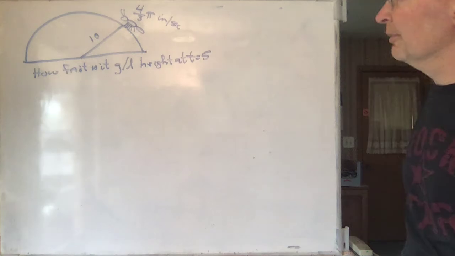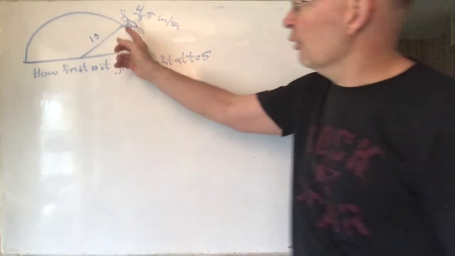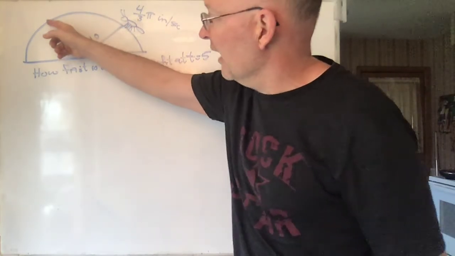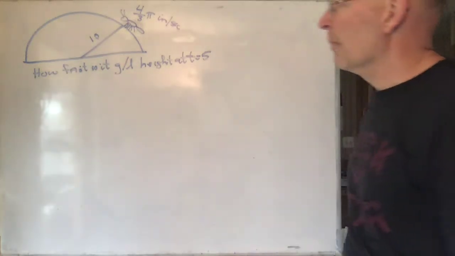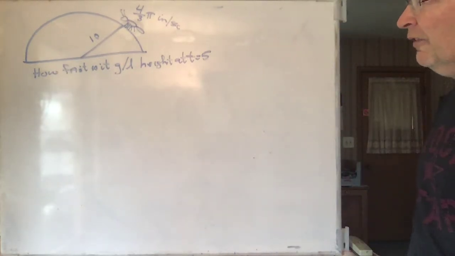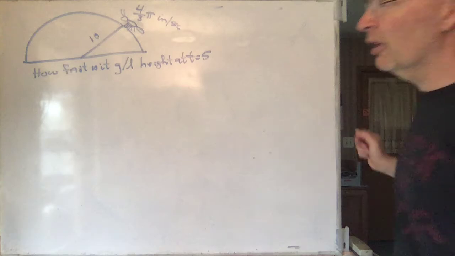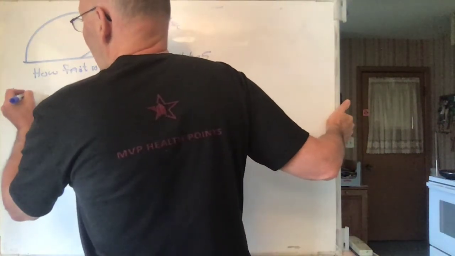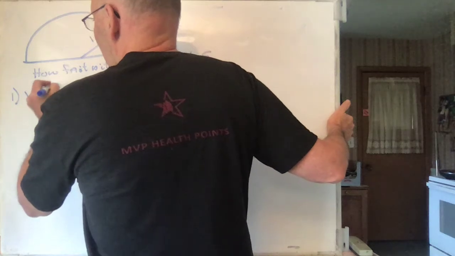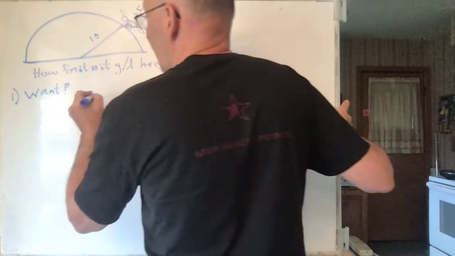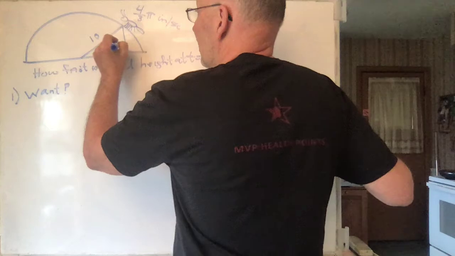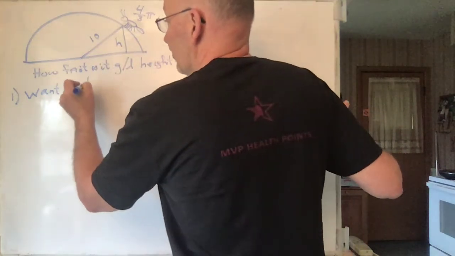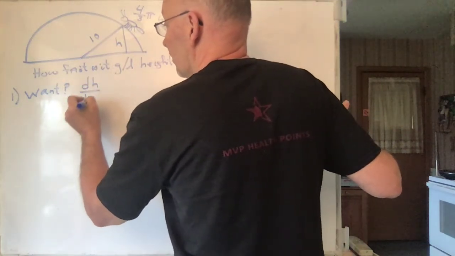At 5 seconds. So if it's still going up this side, it'll be gaining height. If it happens to be over here, it's going to be losing height. Okay? So how fast is it gaining or losing height? So recall the steps. First step is, what do we want? What we want is the height, the rate at which the height is changing. So dh dt.